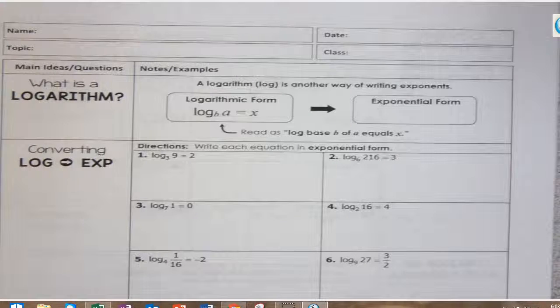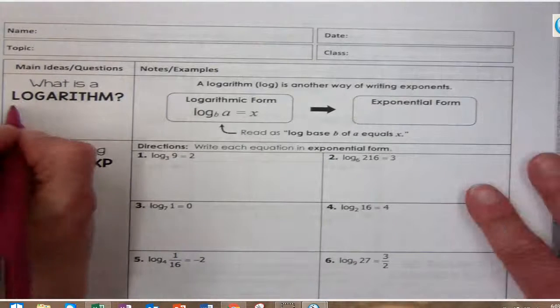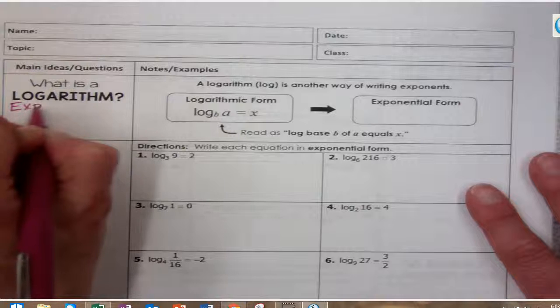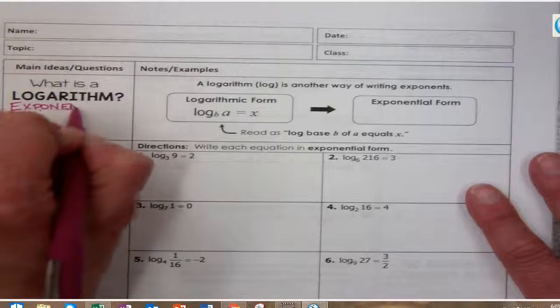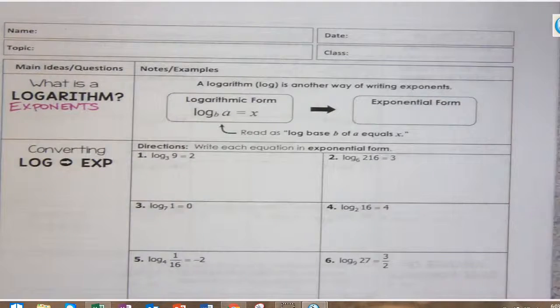Alright, you guys, so this is basically talking about logarithms. When we're talking about logarithms, what we're talking about are exponents. It is just basically a different way to write exponents. It's really nothing more than that, and if you can just keep in mind that you're just rewriting an exponent, then that'll make it a lot easier.